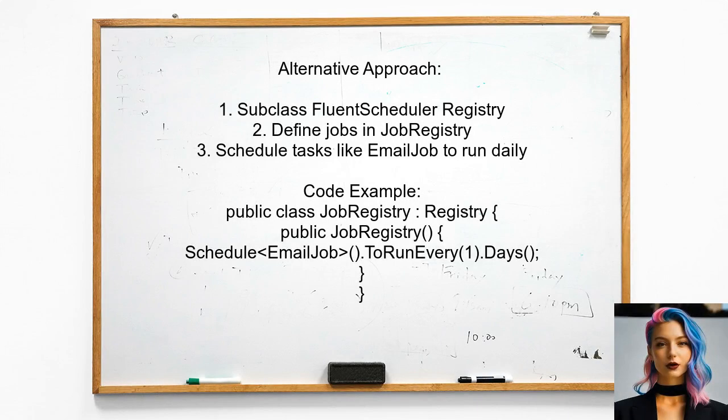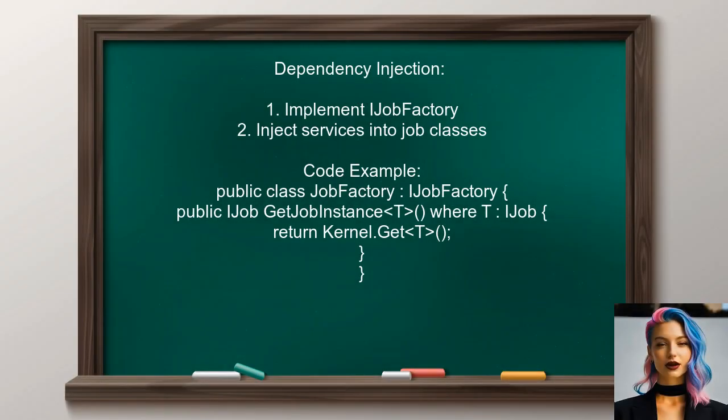An alternative approach suggested by another user involves subclassing the FluentScheduler registry class to define jobs and their schedules. They create a job registry class where you can schedule tasks like sending emails daily and other jobs every second. To handle dependency injection for jobs, the user recommends implementing the IJobFactory interface. This allows you to inject services like DbContext into your job classes, ensuring they have access to necessary resources.